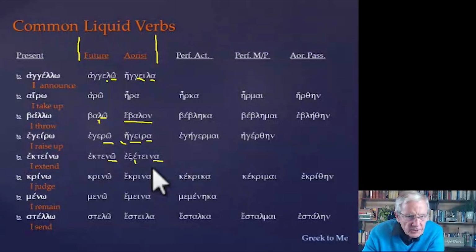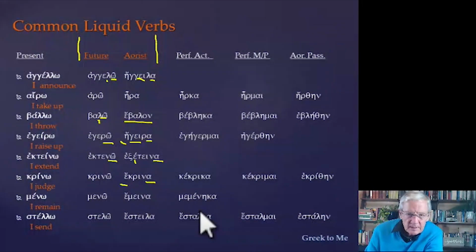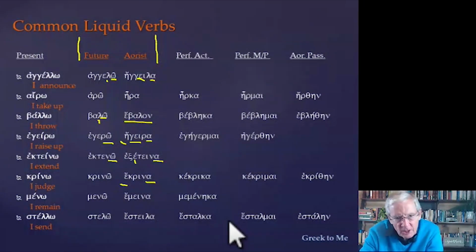Krino, I judge. Look and see what happens in the future. Krino. The only difference here is the circumflex accent in the future. And then the first aorist, here's our augment, and here's our alpha. So that's translated, I judged.